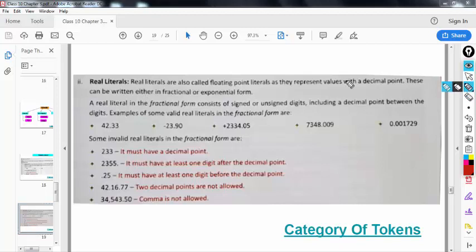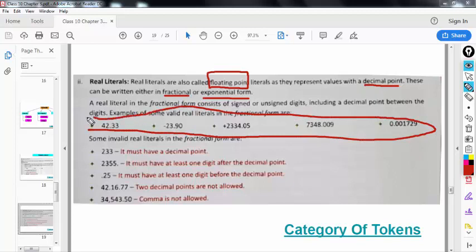So real literals are also known as floating point literals, and they have a decimal point, and they can be written in two forms, either in fractional form or in the exponential form. Okay, so all these examples here are the fractional form of real literals. Okay, they are in the form of fraction. So the first one is 42.33, okay, you can see the point here.